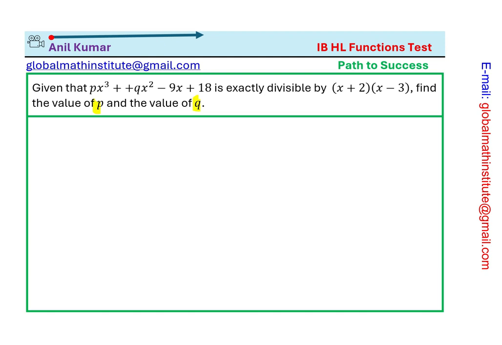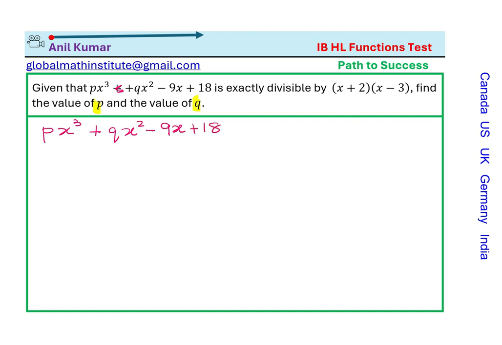So we are given this polynomial equation. Let me write this: px cubed plus qx squared minus 9x plus 18. And we are also given that it is exactly divisible by x plus 2 and x minus 3. It means that two roots are given to us, right? And the roots are at x equals minus 2, and x equals 3.